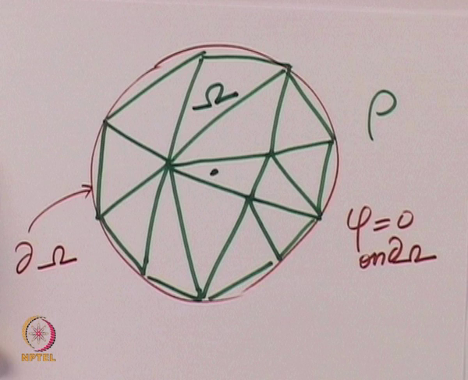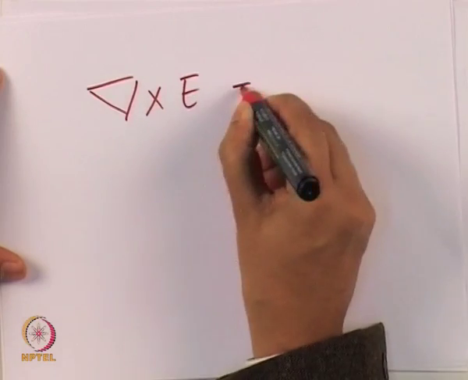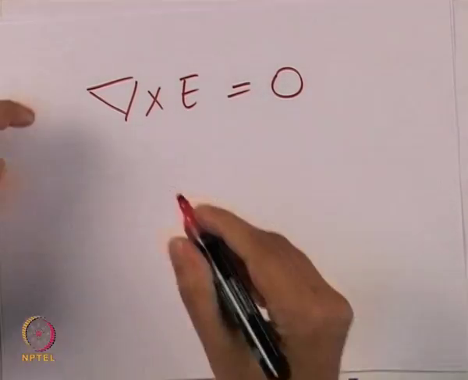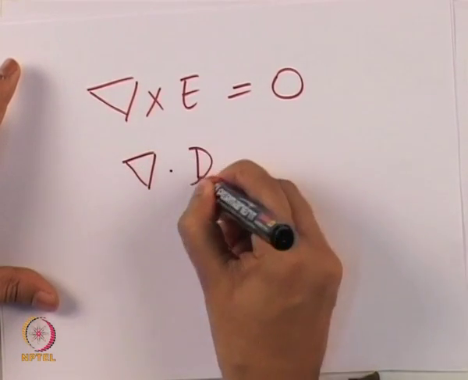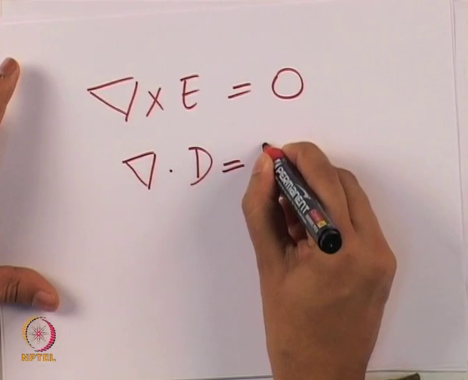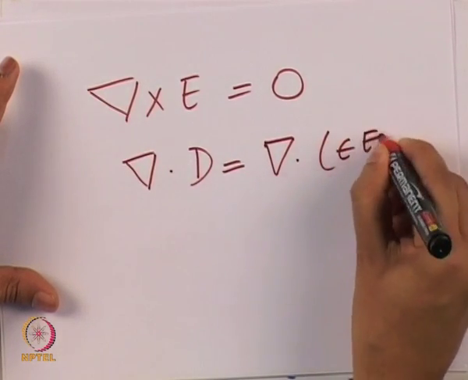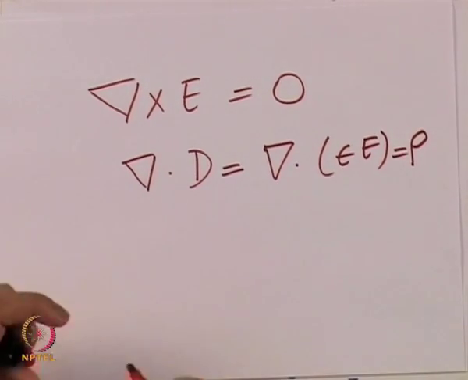So what we will have is a set of equations given by the Maxwell equations themselves. The curl of E is equal to 0, and the divergence of D, which is equal to the divergence of epsilon E, is equal to rho.